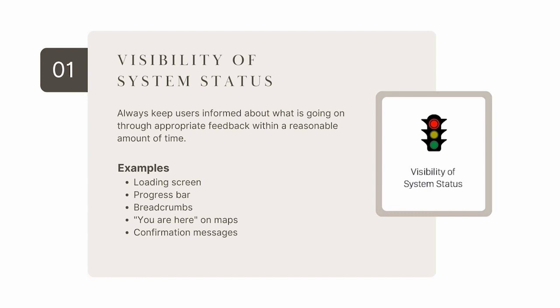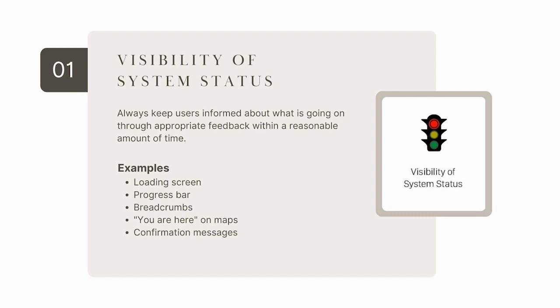The first one is visibility of system status. You want to tell the user where they are. You want them to know what they need to do next and where they've come from, to contextualize everything for them. Some examples of this are things like loading screens, loading bars, breadcrumbs.